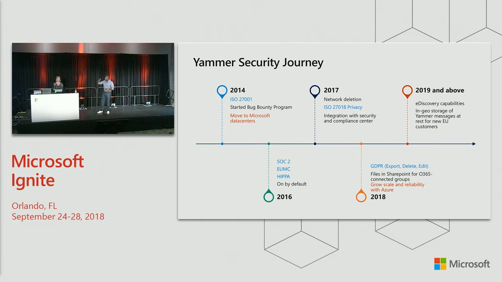After each year, we continuously build and build, all the way up to 2018, where we're making another big move from our Microsoft data centers into the Azure environment. This will allow us to have, in 2019, the in-geo storage of files and messages, also to provide e-discovery capabilities and to unlock other Office 365 security capabilities as well.